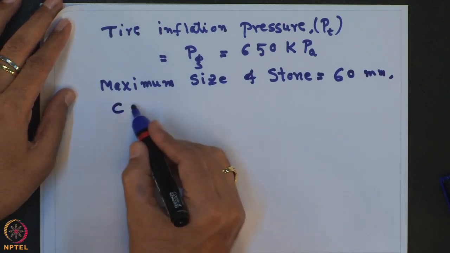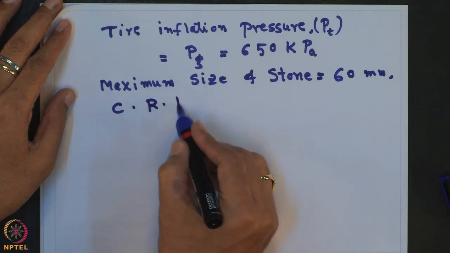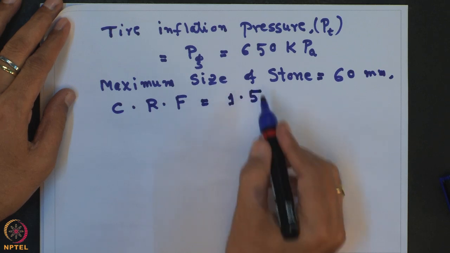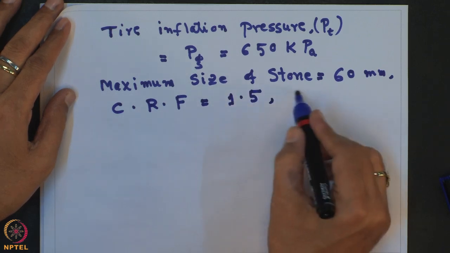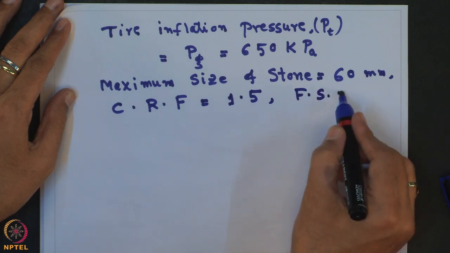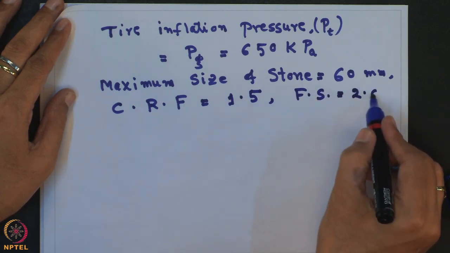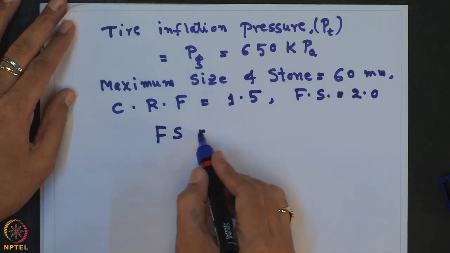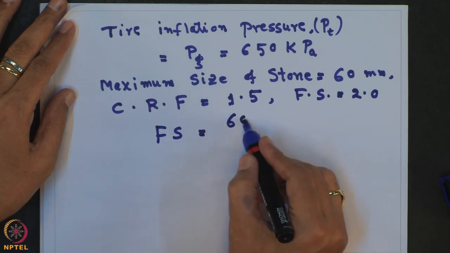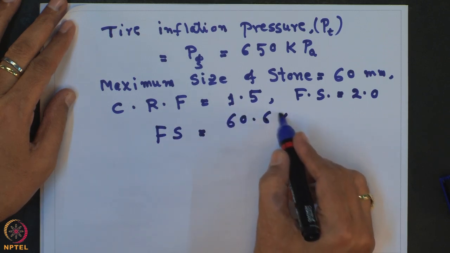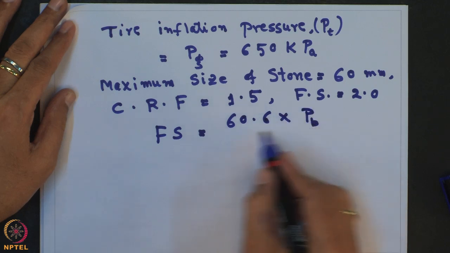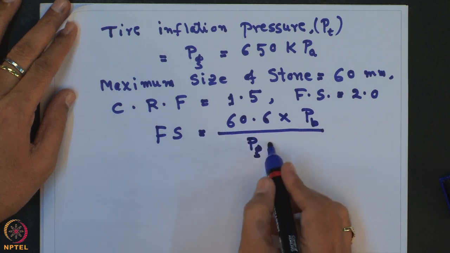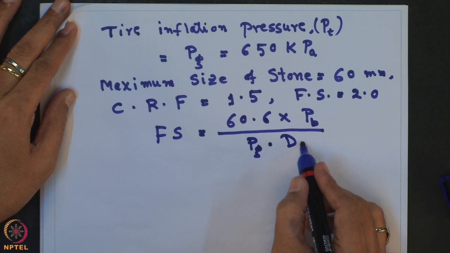Then cumulative reduction factor is equal to 1.5 and factor of safety, let us say 2.0. So, you know the equation, factor of safety is equal to 60.6 into P of B, this divided by P of G into D of A.